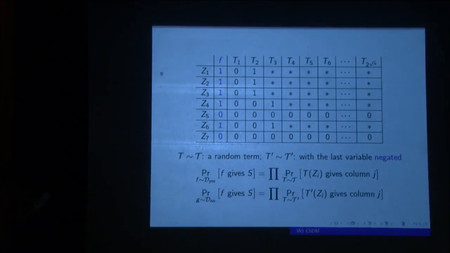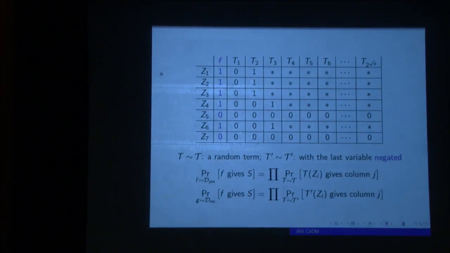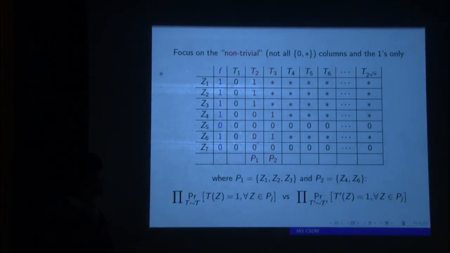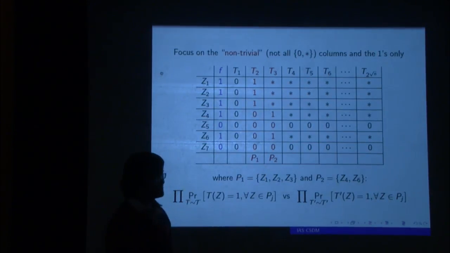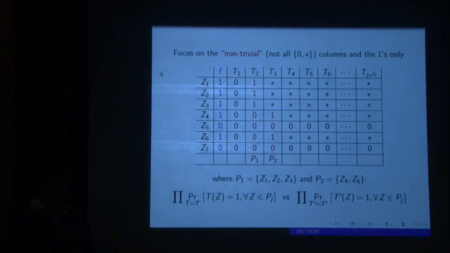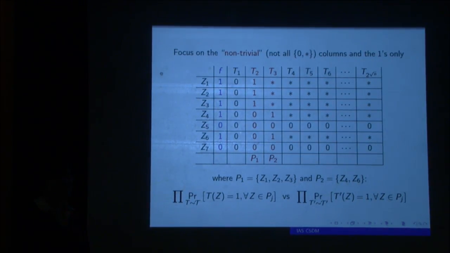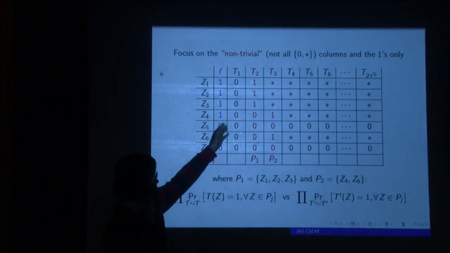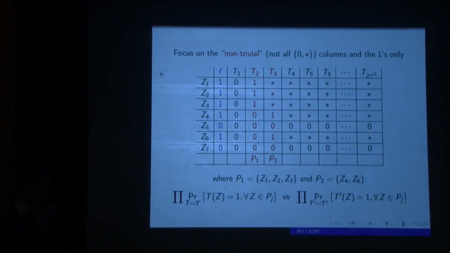Now let me simplify things a little bit by only focusing on what I call non-trivial columns. A trivial column is a column where you only have 0 and stars. A non-trivial column is where you have at least one 1 entry in that column. Let me say a little bit why I want to ignore those trivial columns. Let's take this column as an example. What's the event? The event is you draw a term, and none of these strings satisfy the term.